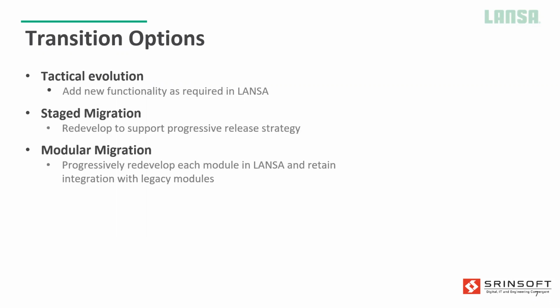The next two are similar in nature. The first is the stage migration. The second is modular. Both of these are similar, but have a slightly different approach. These are evolutionary approaches, as you would redevelop your system at your own pace. The final is a revolutionary or big bang approach where you redevelop the whole system in one go. And there are pros and cons to all of these approaches.